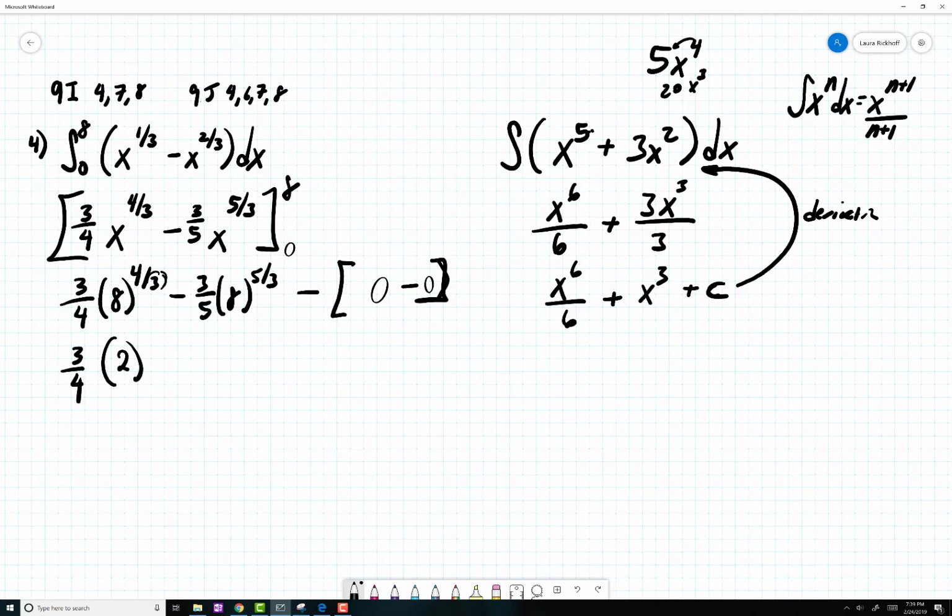So the cube root of 8 is 2. We're going to raise that to the 4th power. So it's 3/4 times 16, so that's 12. And then we'll do the same thing for this 8 to the 5/3. So we'll take the cube root of 8, which is 2, and take that to the 5th power. So that's 32, and that's lovely.